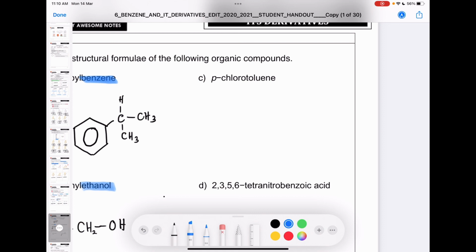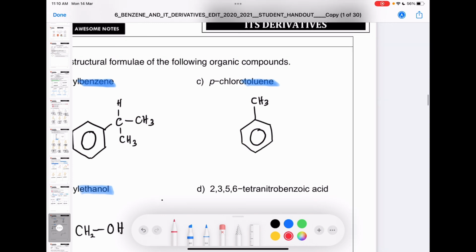Next, p-chlorotoluene. Our parent chain here is toluene, so we draw toluene first. If we draw toluene, we get it like this. Now p-chloro, p means the location is 1, 4. 1, 2, 3, 4. Therefore, chlorine is here. But when you draw, please erase that back so you get the proper p-chlorotoluene.